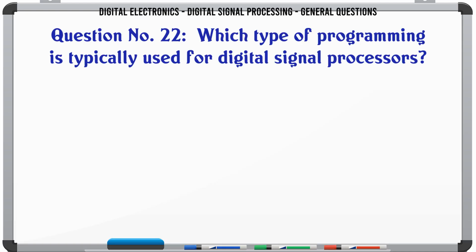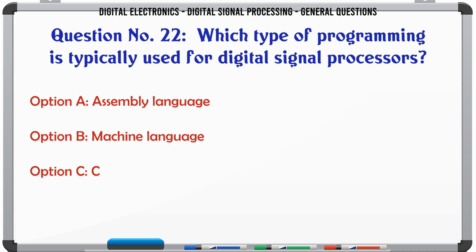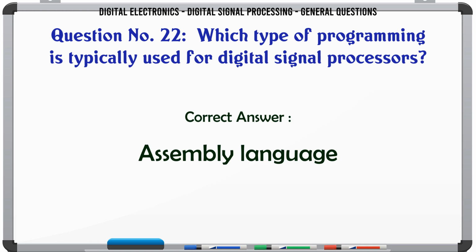Which type of programming is typically used for digital signal processors? A. Assembly language. B. Machine language. C. Not given. D. None of the above. The correct answer is assembly language.